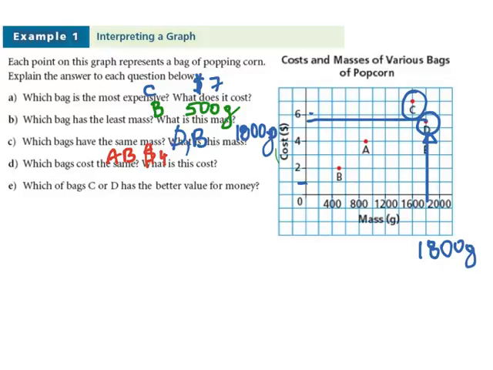$5.50. So D is cheaper and contains more popcorn.